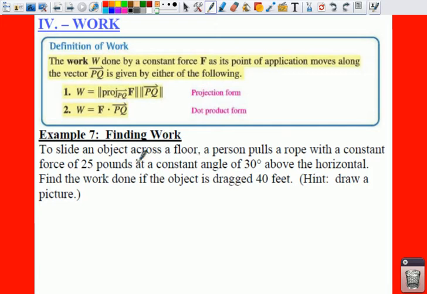So what we have here is an object that's sliding across the floor. The person is pulling a rope with a constant force of 25 pounds at a constant angle of 30 degrees above the horizontal. Find the work done if the object is dragged 40 feet.